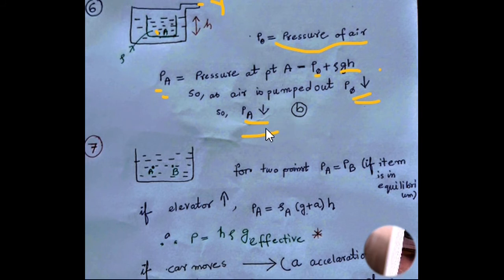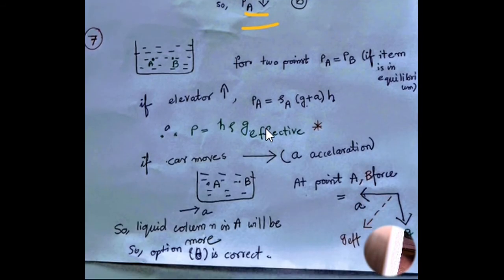It will decrease. Now moving to question number 7. At first read this question. Now it's telling me that pressure in liquid at 2 points is the same. Consider an elevator accelerating upward and a car accelerating on a horizontal road. The statement is correct. These 2 points, if the system is in equilibrium, then PA equal to PB.